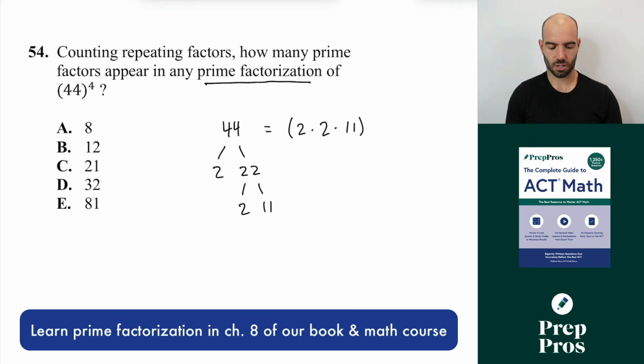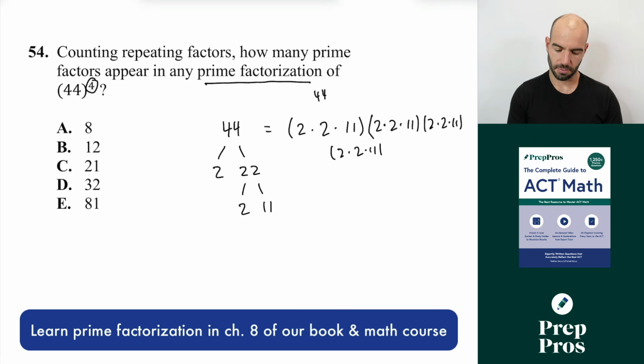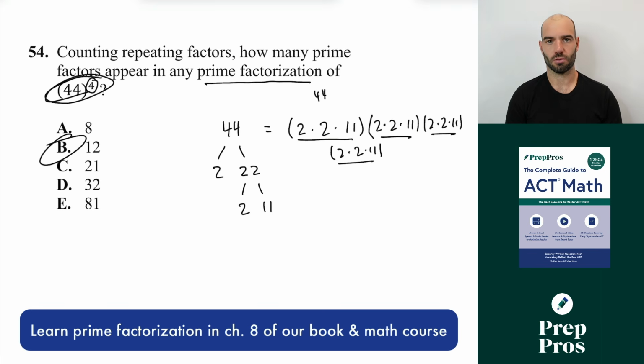Now the trick to this question is it's 44 to the 4th power. So basically, I have to write this 4 times. So this is my first 44. My second 44 would be 2 times 2 times 11. My third 44 is 2 times 2 times 11. And my fourth 44, can't really fit it here, I'll put it right here, 2 times 2 times 11. So if we count all of these, 1, 2, 3, 4, 5, 6, 7, 8, 9, 10, 11, 12. So if we write this in prime factorization and we're counting the repeating factors, the answer is B. There are 12 total factors.